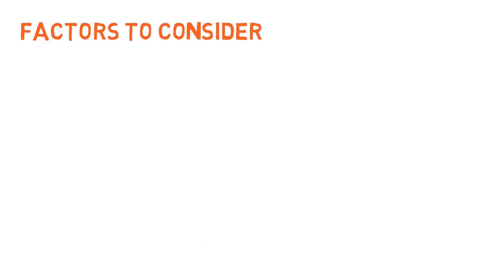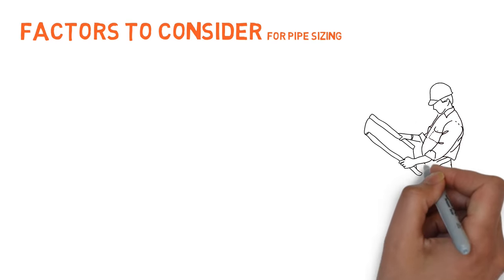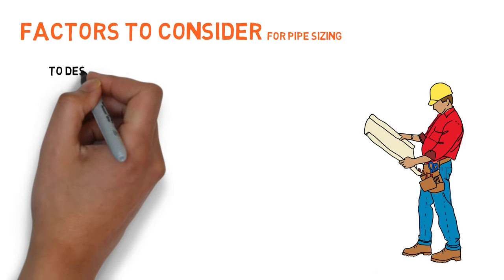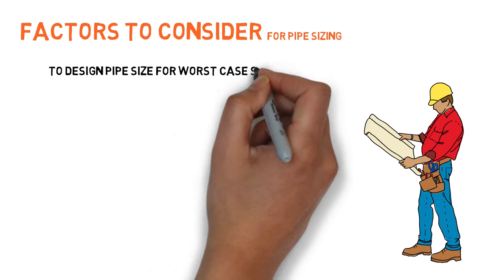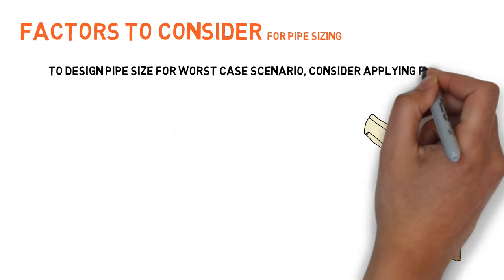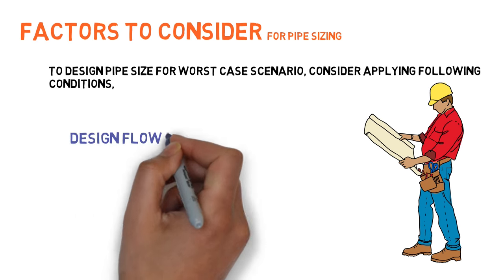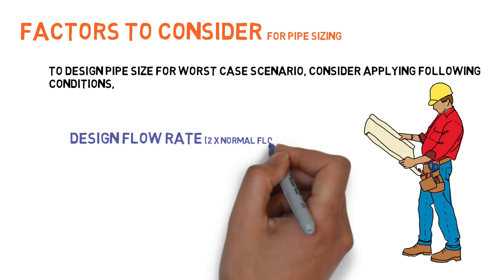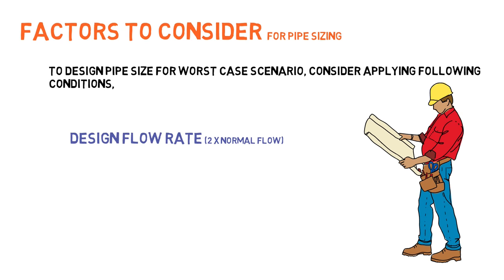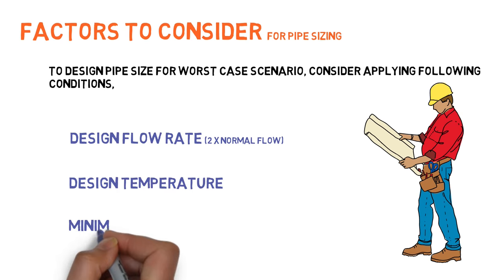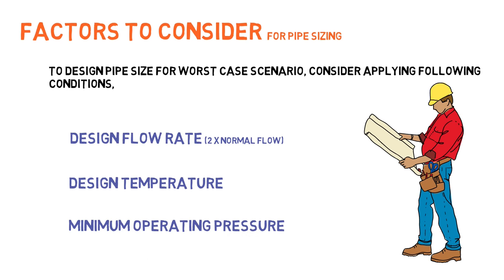Factors to consider during sizing of pipes. To design pipe size for worst case scenario, consider applying following conditions. Design flow rate. Design temperature. Minimum operating pressure.